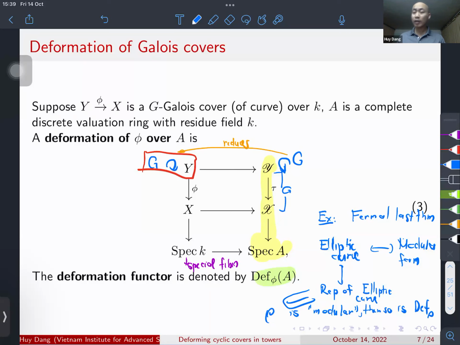And he even calculated these things, right? So we know all the deformations of rho, and that helps us to extend the correspondence between elliptic curves and modular forms. And that is one of the key things in the proof of Fermat's Last Theorem. That is just what I know, but it's much more than that. But we will not talk about deformation of representations of elliptic curves. We will talk about deformation of G covering in this one.